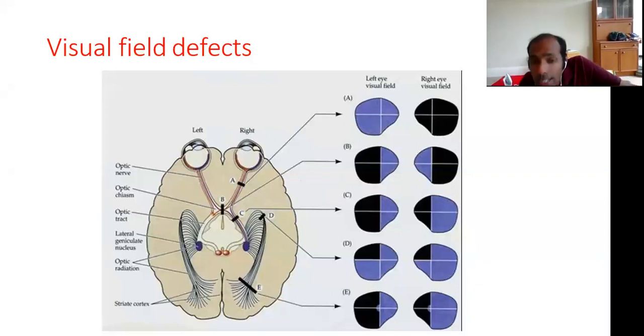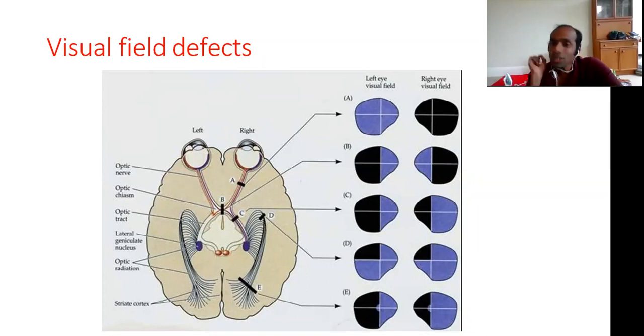But the most common lesion we find is in the occipital cortex. Okay, E. So most often the lesion is E, or sometimes D as well, but definitely more commonly in E when you get homonymous hemianopia. So most often clinically you will find the lesion in E, in the occipital cortex. Now write the next thing also down.